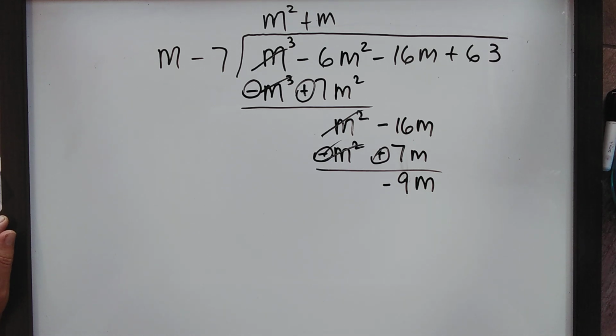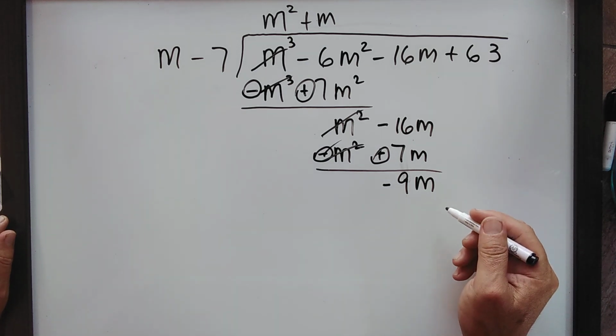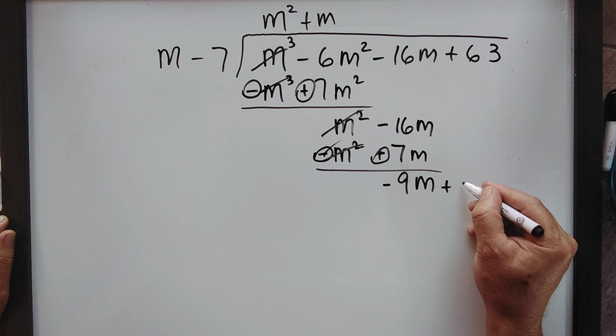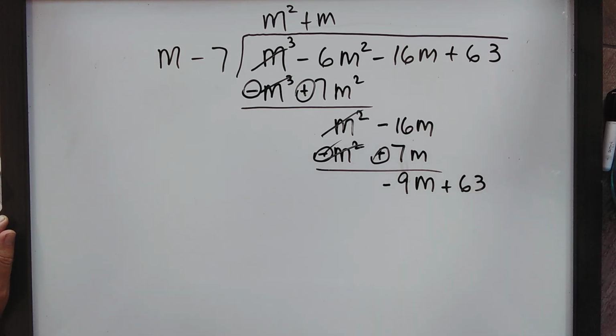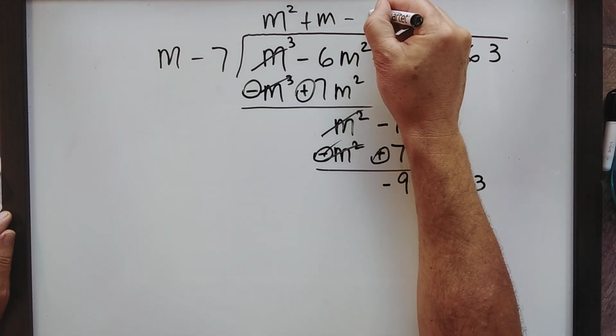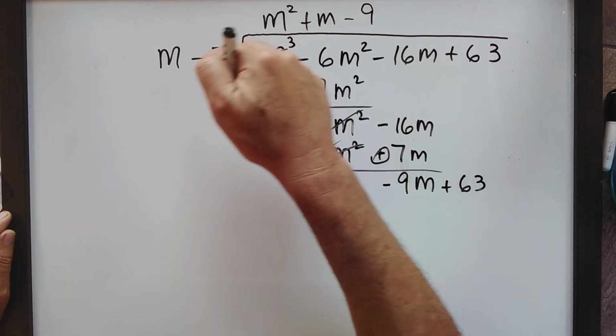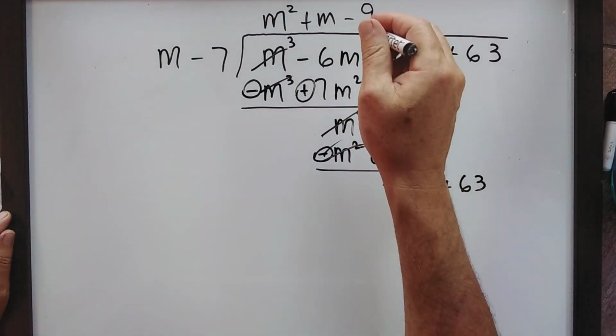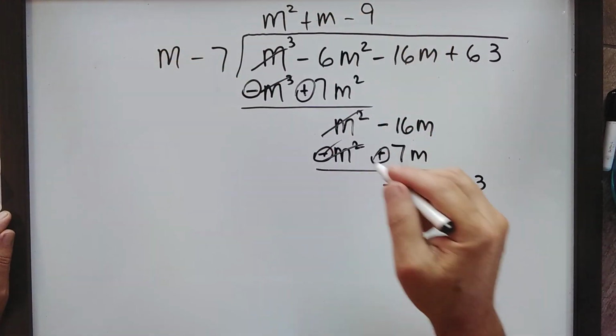Correct? What do we do with this one? Oh no, before I do that, I need to bring down the last term. Okay, now what do I do again? I repeat the whole thing again. Negative 9m divided by m is negative 9, right? Because negative 9 times m is negative 9m right there. So let's multiply negative 9 times m is negative 9m.